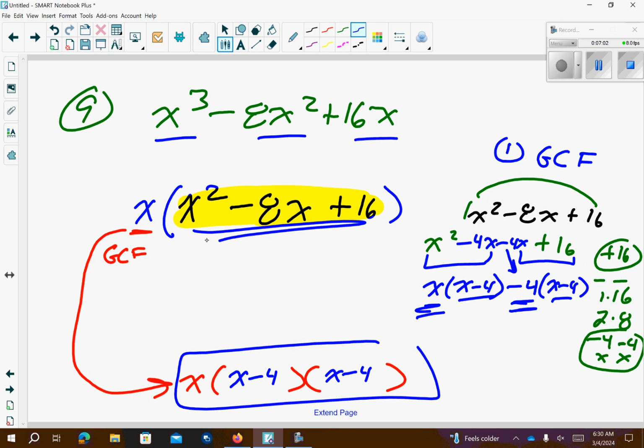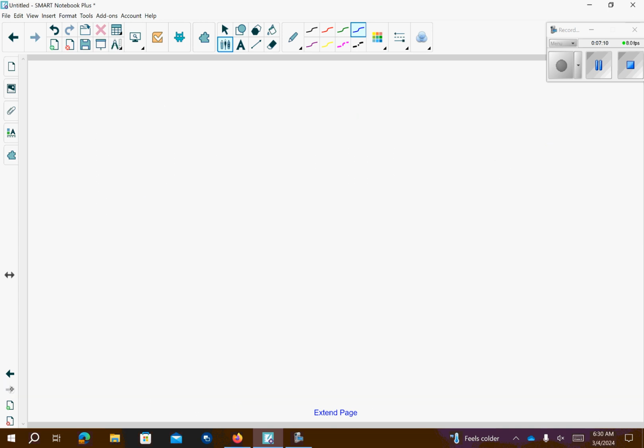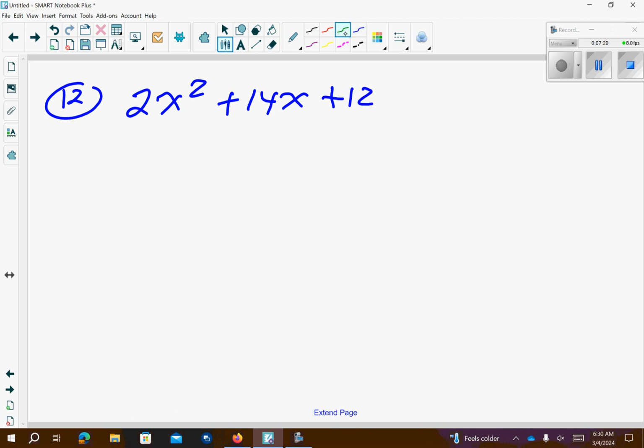Okay, not all of these that we work out today will have a greatest common factor. You just have to double check to see if you could take a number or a letter out. So let's take a look at number 12: 2x squared plus 14x plus 12. This looks like one we should be able to factor out. But take a look. What can I divide each of these by which would factor something out? Yeah, you can take a 2 out. If you take a 2 out, I'm left with x squared. If I take a 2 out of 14x, I'm left with 7x. Take a 2 out of 12, and I get 6.